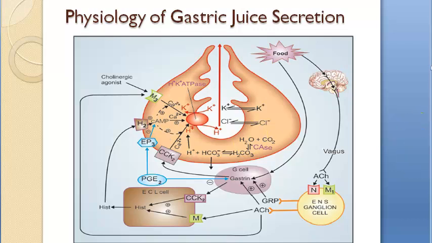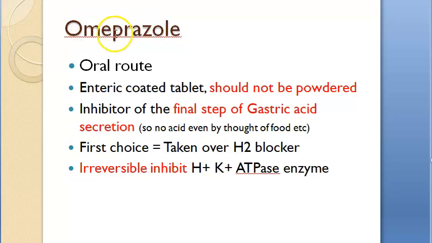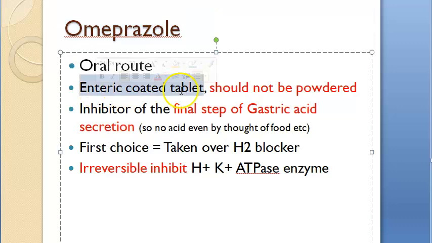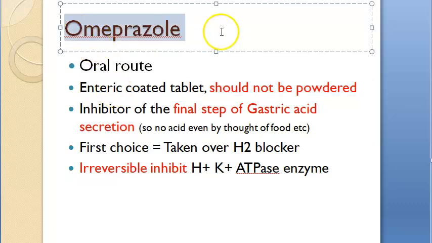So about 18 hours, they are saying. So every 18 hours if you take a tablet, that should be enough to stop your acidity. So when it comes to these capsules, if you're talking about them, this will be an enteric-coated tablet or capsule. It should not be powdered, remember, because it has to escape the acid of the stomach and get absorbed in the intestine when you're giving omeprazole.